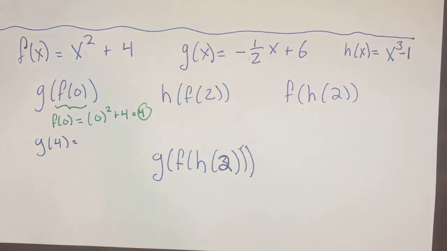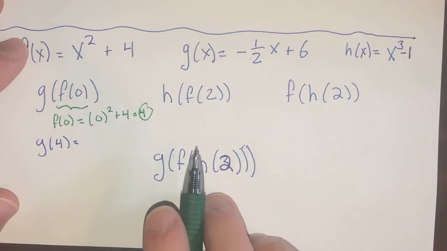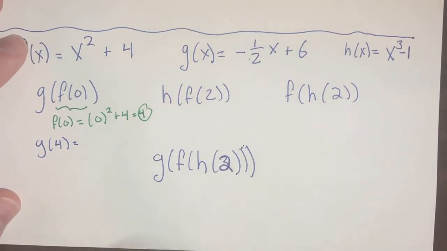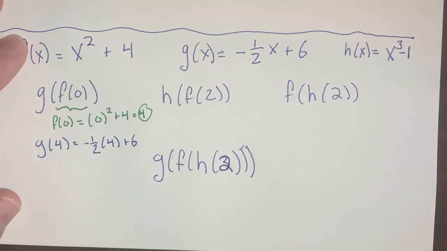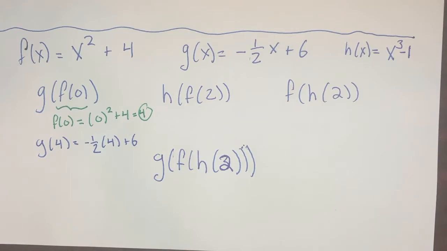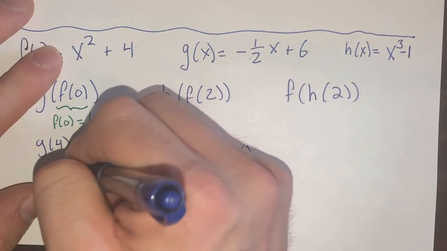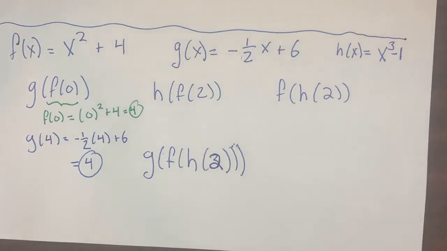So what is g of 4? Well, g of 4 is equal to -1/2 times 4 plus 6. And -1/2 times 4 is -2, and -2 plus 6 equals 4. Go figure. We actually end up getting, pretty interesting, the exact same output. Now, that's just a coincidence. It's not always going to work out that way. That just happens to be because of the rules that we used, okay?